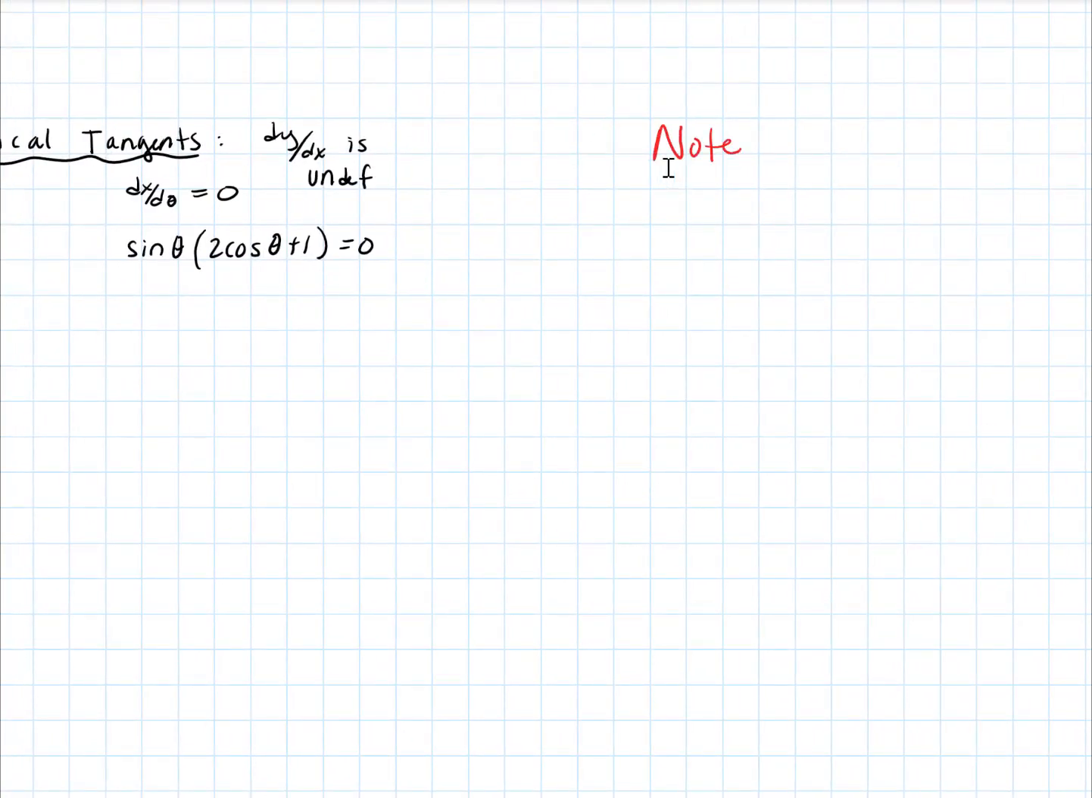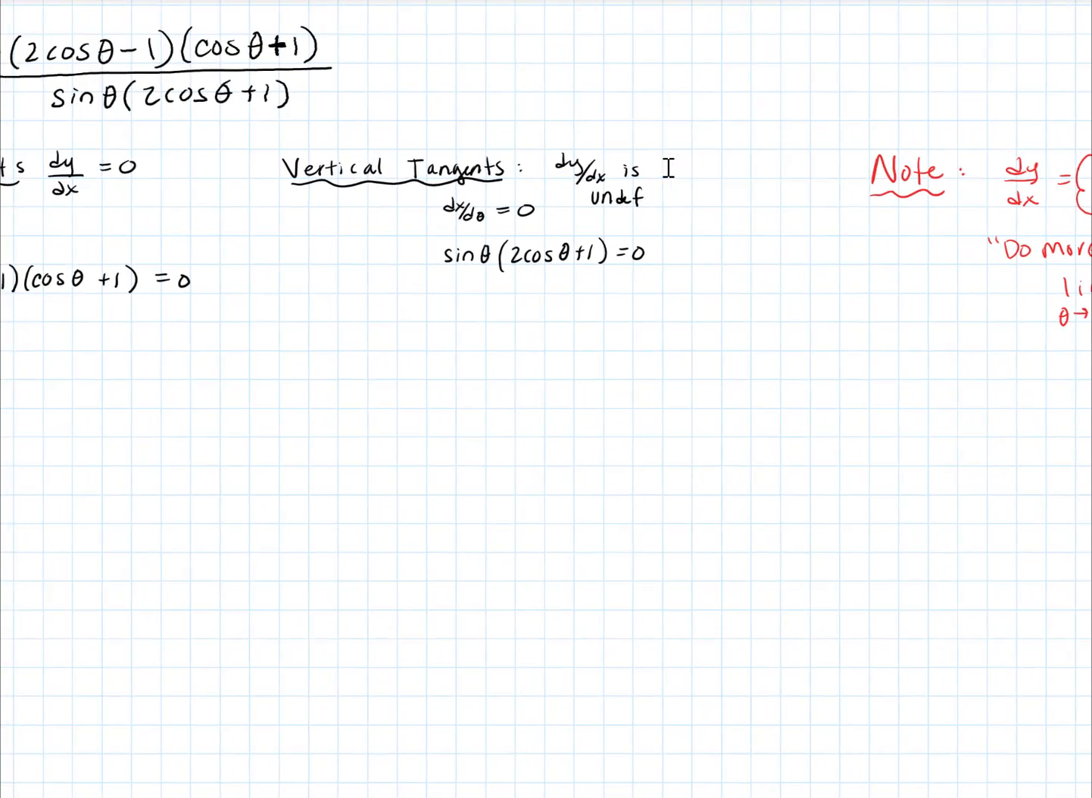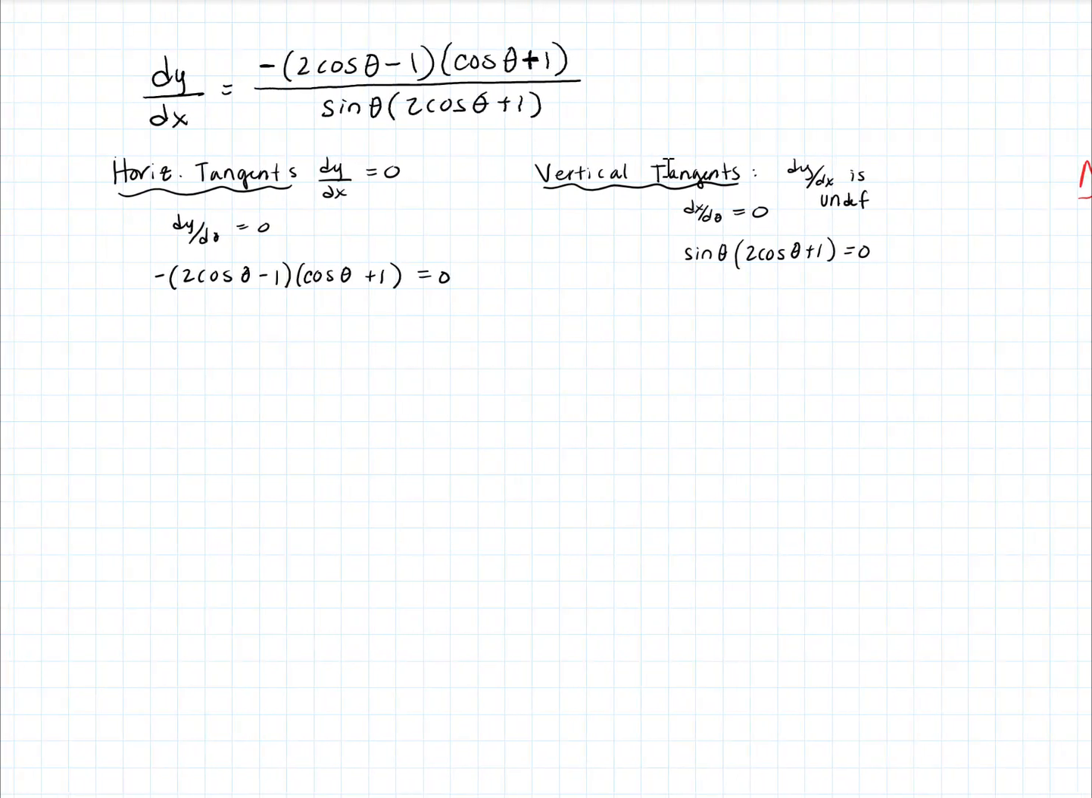This is actually one where we're going to get to explore that a little bit. Note, if dy/dx equals 0 over 0, indeterminate, right? If both dy/d theta and dx/d theta equal 0 at the same value of theta, then that's going to mean do more work. We're actually going to think about taking a limit of dy/dx as we approach whatever value of the parameter that is. Let's call it alpha. All right, so we'll come back to that in just a second.